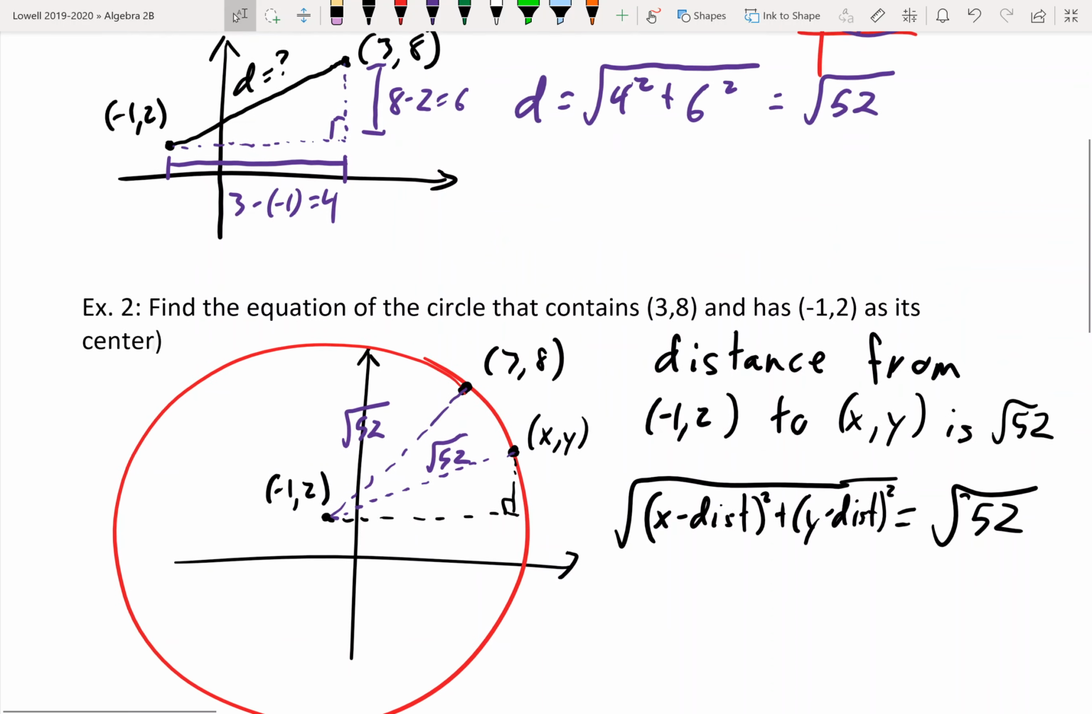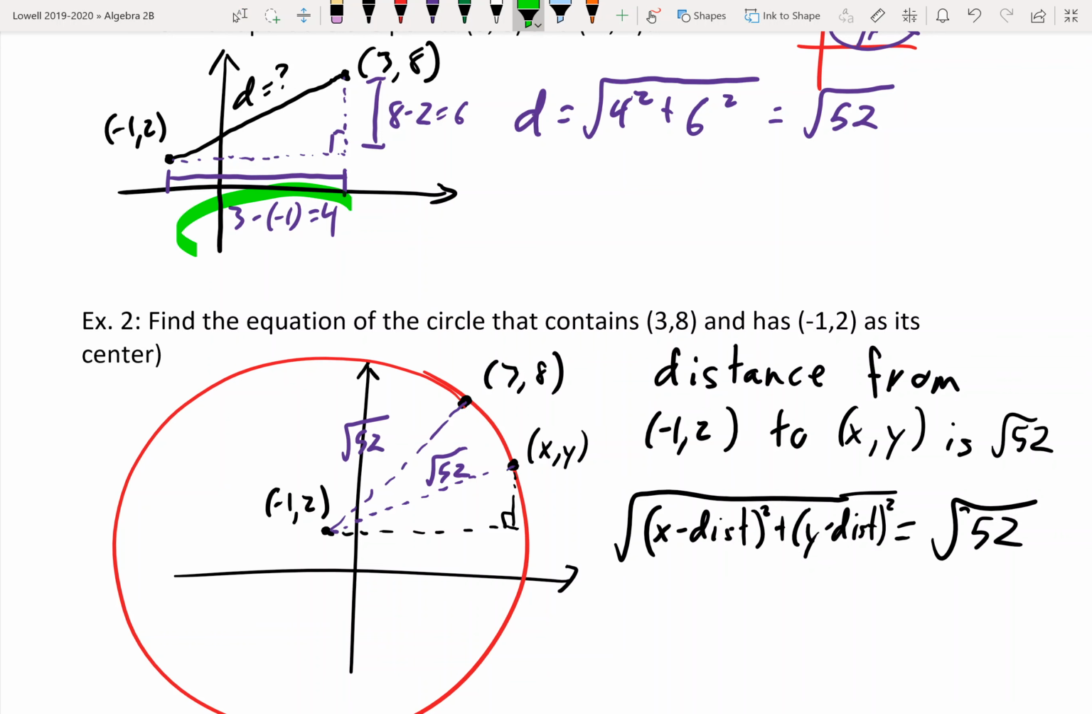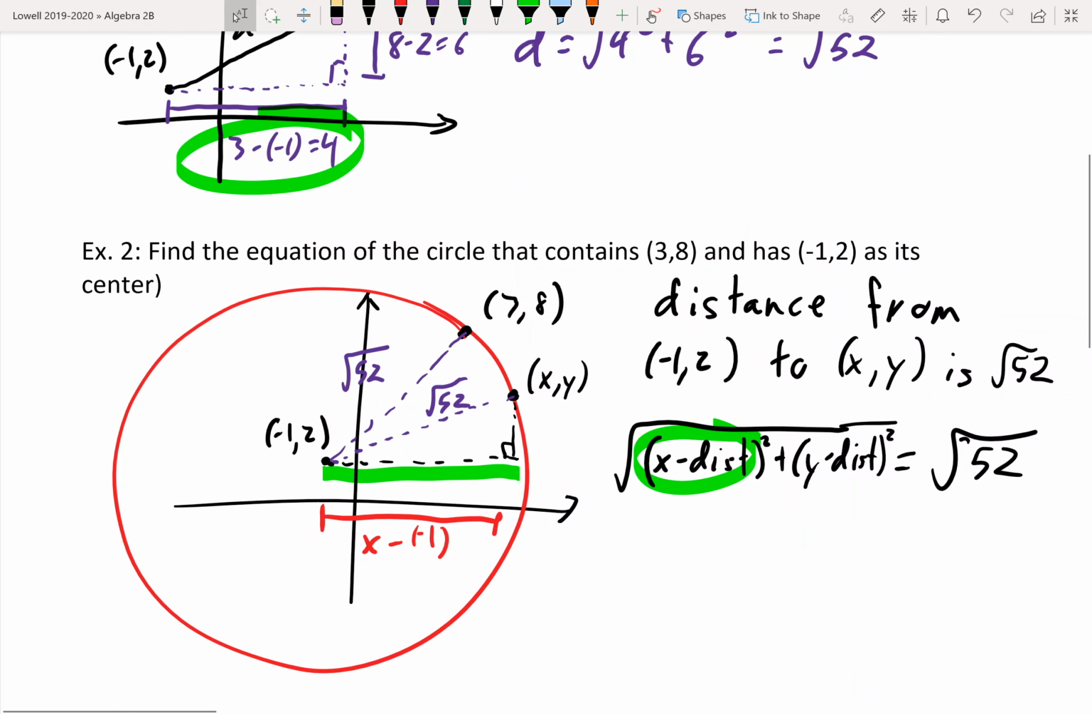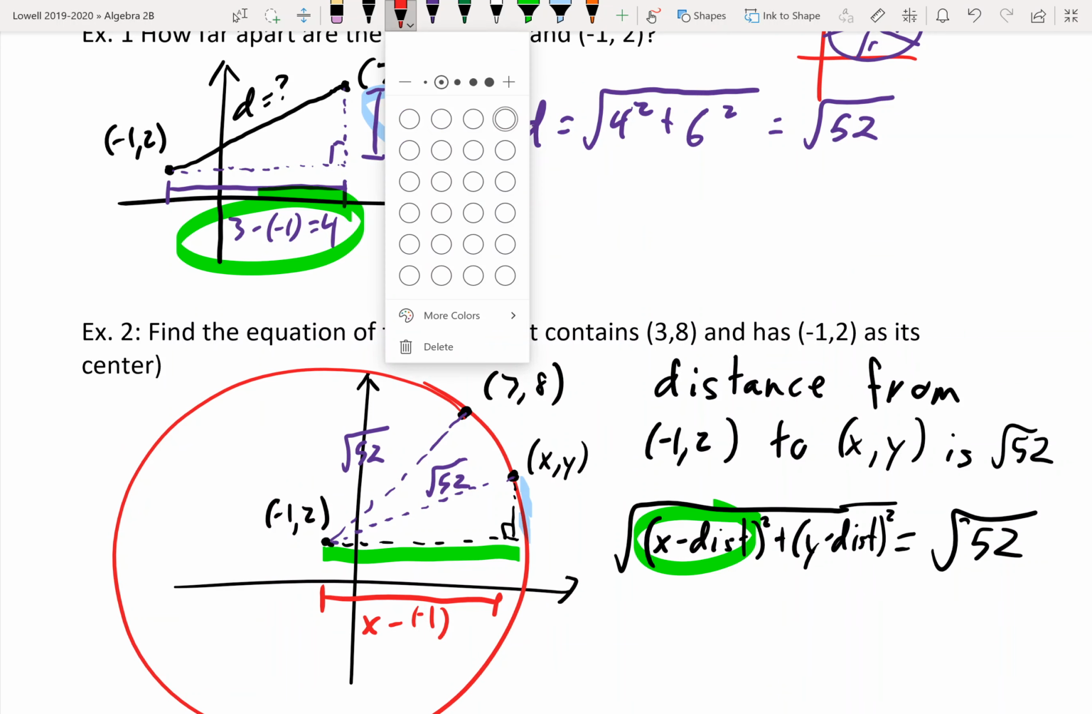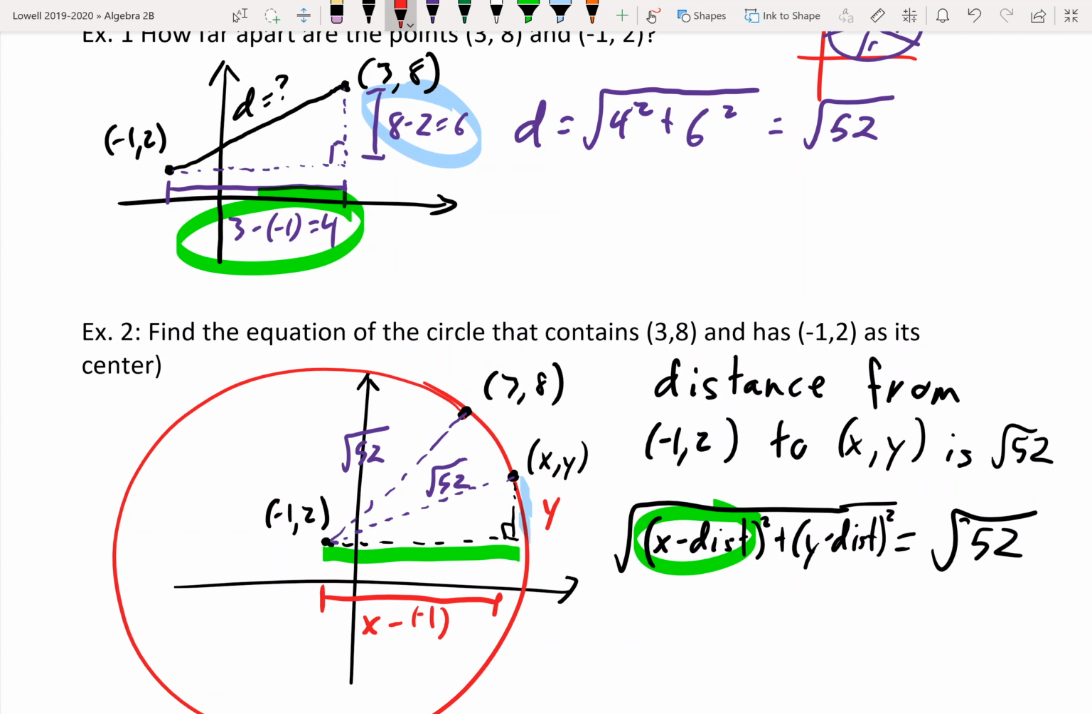We take a look back up here, here in green. I simply subtracted their coordinates. And so that x distance right there is going to be, well, x minus -1. So I'll write that in here. X minus -1. And similarly, their y distance, which I'll draw here in blue, was right here, which is going to be y minus 2.